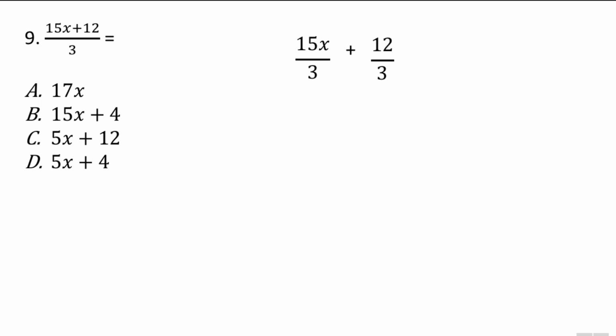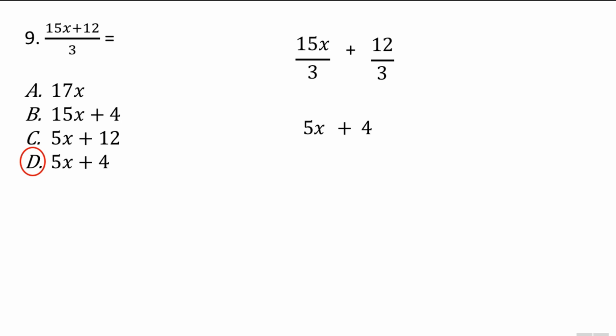So 15 divided by 3 is 5, and of course that's 15x divided by 3, so it must be 5x, right? And then 12 divided by 3, that's 4. And of course, I would have to put back my plus 4, right? So that's plus 4, okay? So therefore means my answer for this question is D.